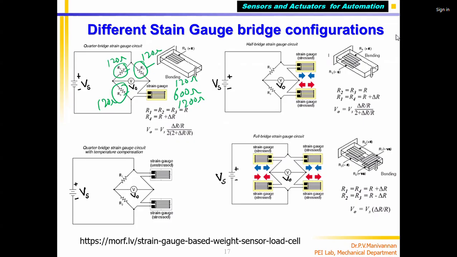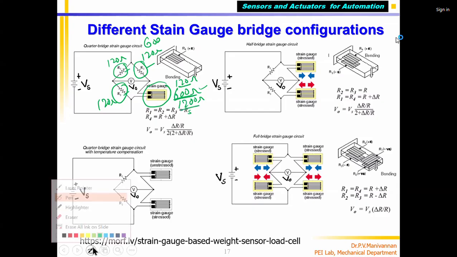So depending upon whatever strain gauge you are using, in no load condition, if it is 120, the other three should be 120. If it is 600, all these things should be 600 ohms. Then only R1 equal to R2 equal to RS should be equal, correct? So you have to be careful. If you are using 600 ohm, the fixed R1, R2, R3 should be 600 ohms. If you are using 1200, it should be there.